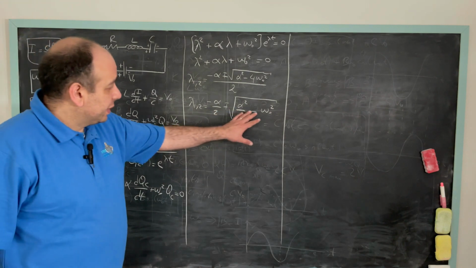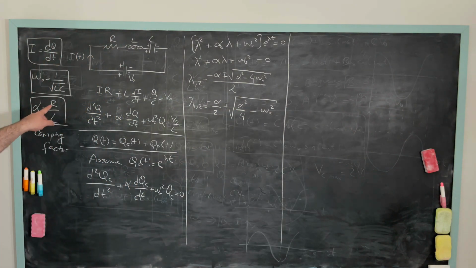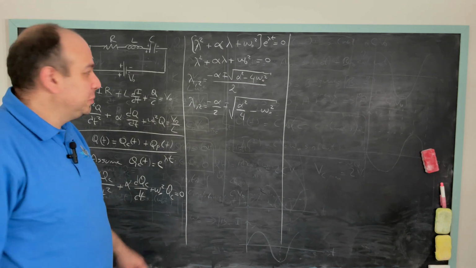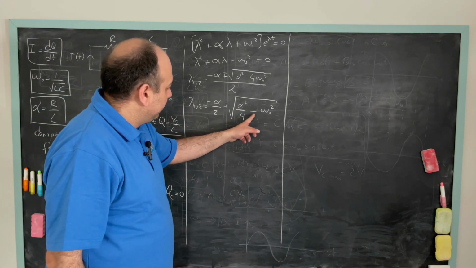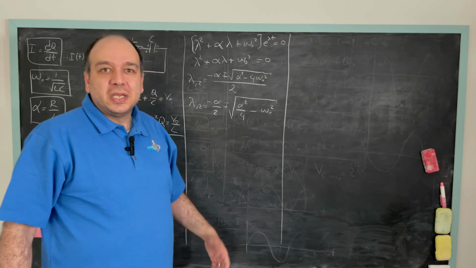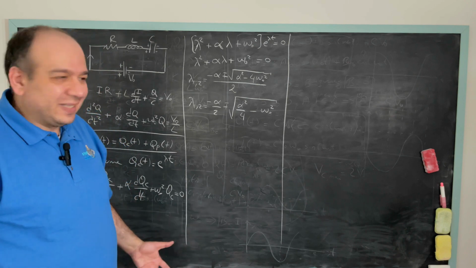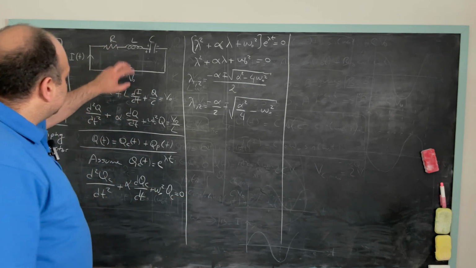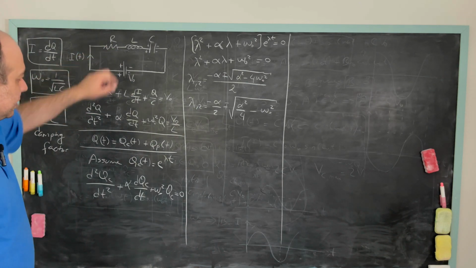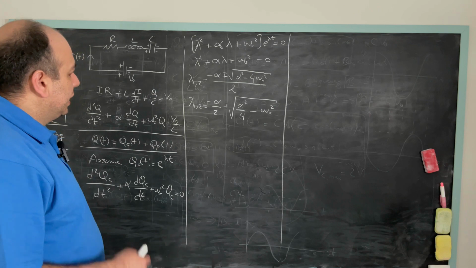As you see here, at this point, if alpha is 0, in other words, when R is 0, we have the usual LC circuit. When alpha is equal to 0, I will have the square root of minus omega naught squared, which would give me plus or minus i omega naught. And this is what I got before. But in this case, we also have the resistance R. That's why I have this damping factor in the solution.